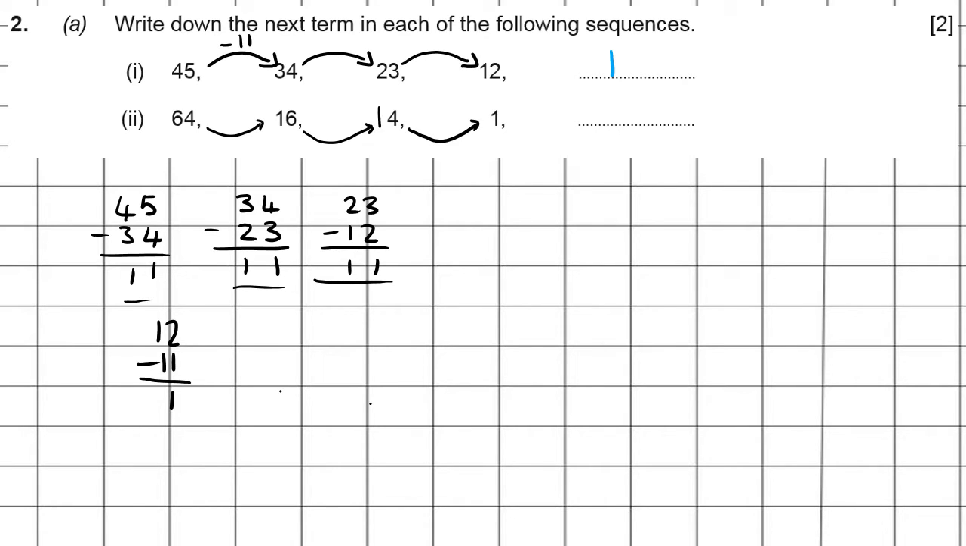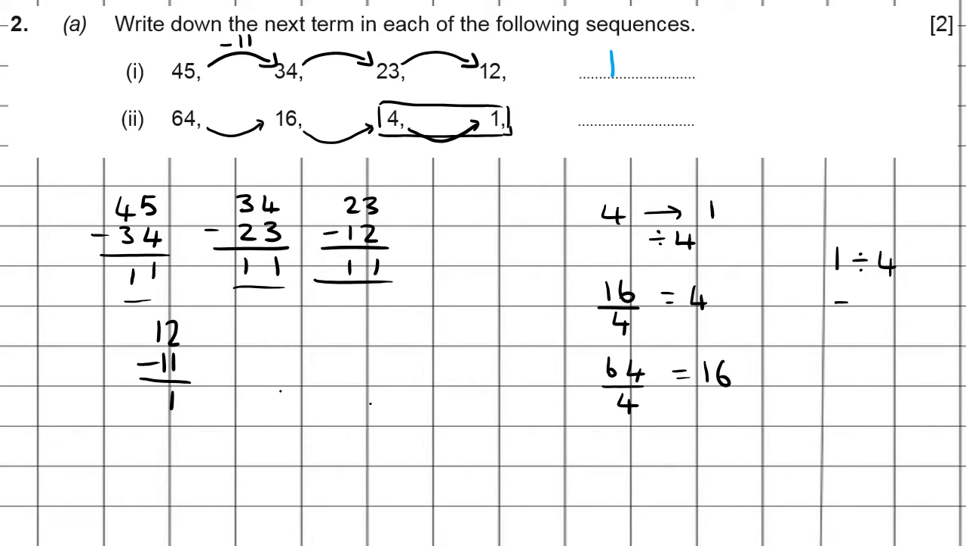So I would look at the smallest numbers, which are the easiest. So how do we get from 4 to 1? Well, we divide by 4. So let's just see if that works on the others. 16 divided by 4 gives us 4, and 64 divided by 4 gives us 16. So therefore, it's dividing by 4. So 1 divided by 4 gives us a quarter, or 0.25. So the answer is 0.25.